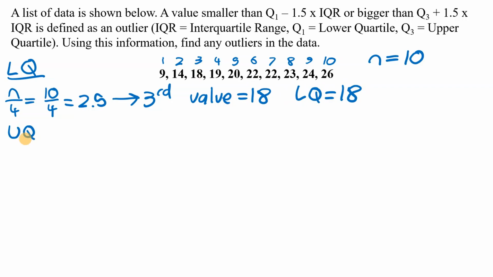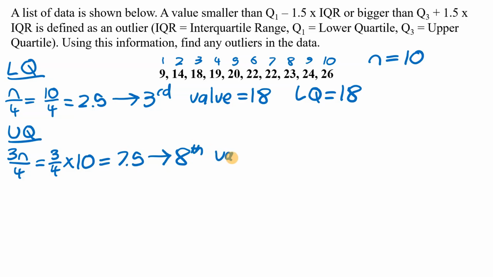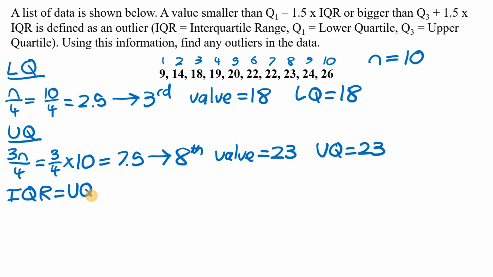So now we need to find the upper quartile, so this is 3n over 4, so this is 3 over 4 times n, which is 10, which is equal to 7.5. We're going to round this to the next whole number, which is 8, so we need to find the 8th value, which we can see is 23. So the upper quartile is equal to 23. So therefore the interquartile range is the upper quartile minus the lower quartile, so it's going to be 23 minus 18, which is equal to 5.